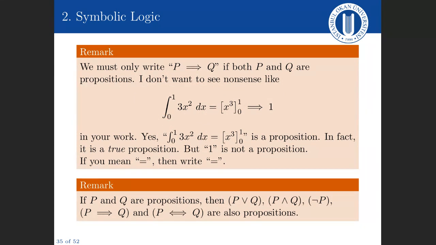However, 1 is not a proposition. So we can't write implies here. The correct way to write this would be, instead of writing implies here, we want to write equals. And then it becomes a correct statement. And let me remark that if P and Q are propositions, then P or Q, P and Q, not P, P implies Q, and P if and only if Q are also propositions. We can say whether each of these is true or false, as long as P and Q are propositions.